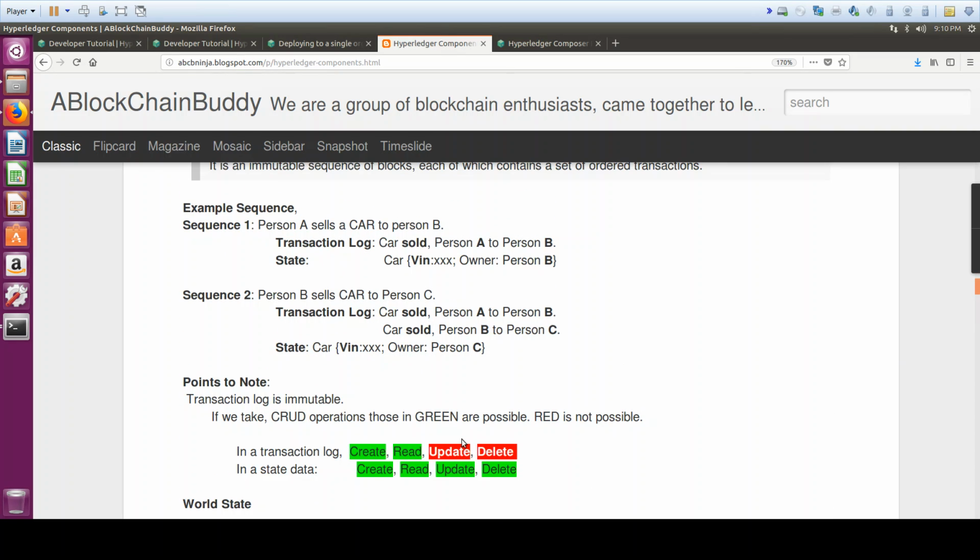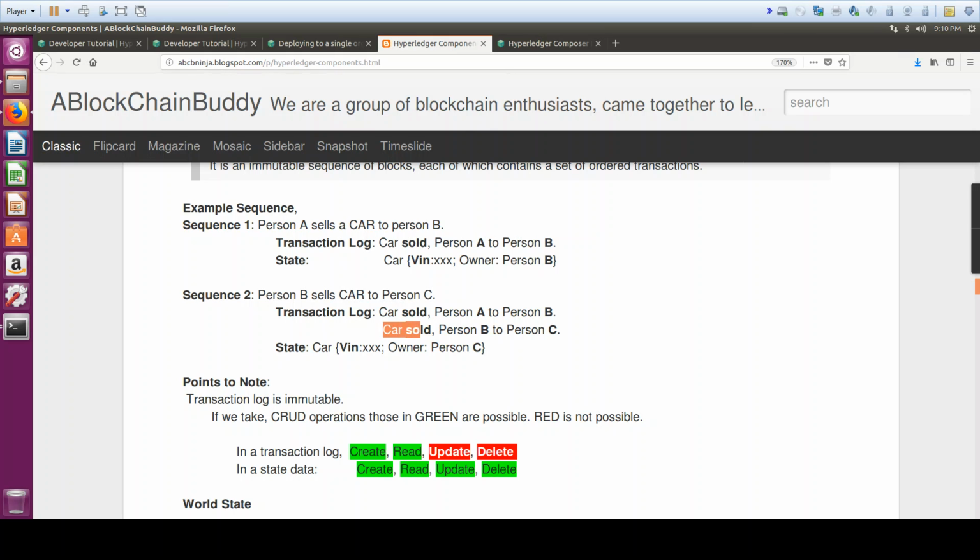Let's go to the next step. We have an example sequence. We have a transaction: person A sells a car to person B. We have two parts, the transaction log and the world state. The transaction log captures: car sold, person A to person B. The world state captures: car, VIN number, owner as person B. Sequence 2: now it's person B's turn. He sells the car to person C.